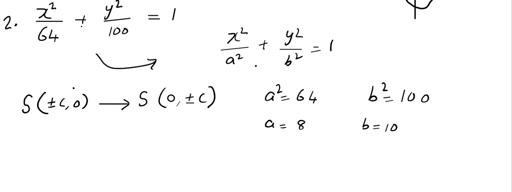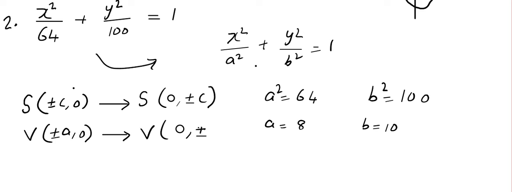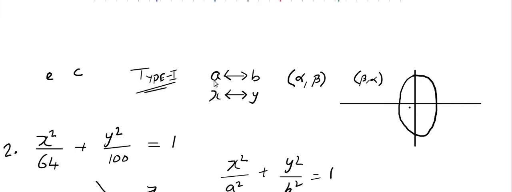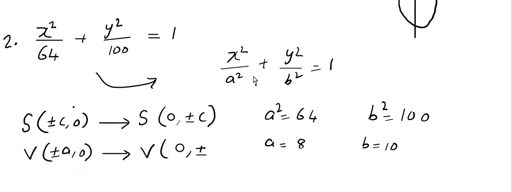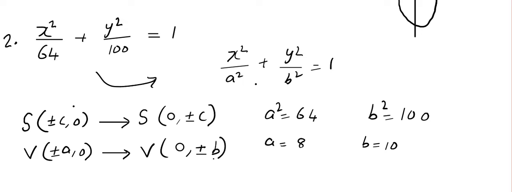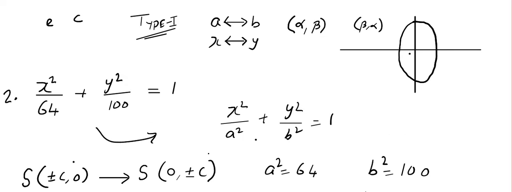Okay, now let's come to something more critical: the vertices. In type 1 it was plus or minus a comma 0. So in type 2 the vertices will be 0 comma plus or minus... wait. What should we do with a? We have to make it b. Got it? So remember the trick.